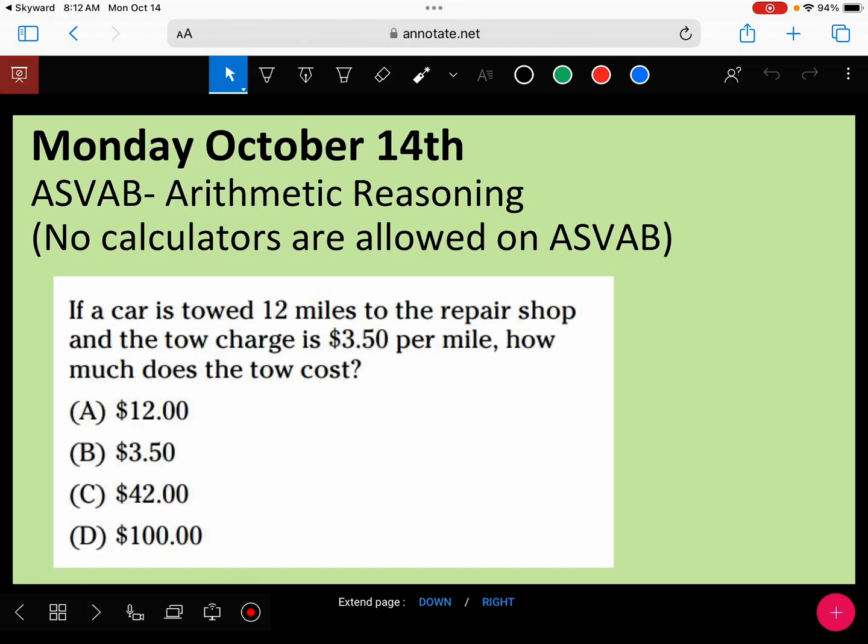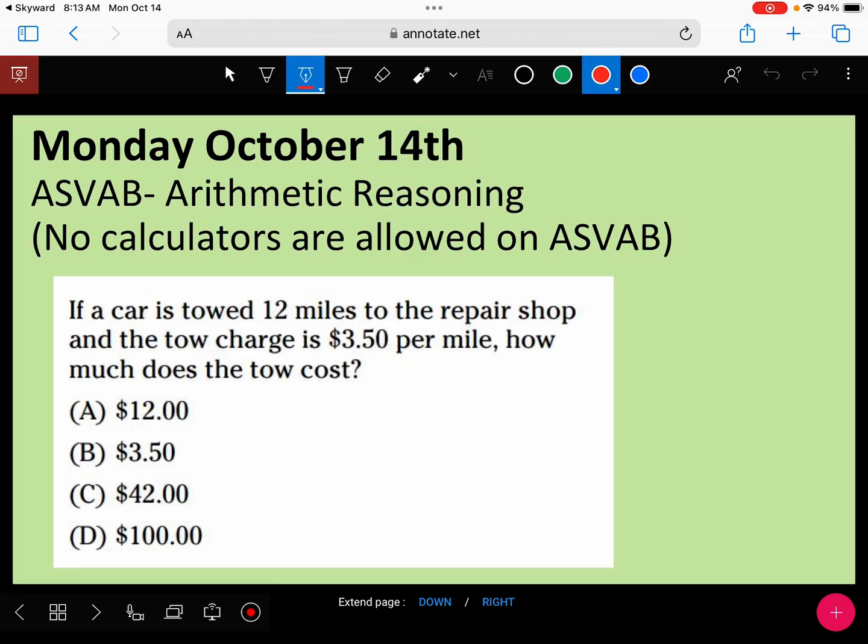All right, so this first question is an ASVAB question. Just keep in mind that when you're doing this on the ASVAB, you will not be allowed to use a calculator. So you don't have to write down the entire question, but the main thing I want you to write down, of course, on the Bell Work packet is the date, which is Monday, October 14th.